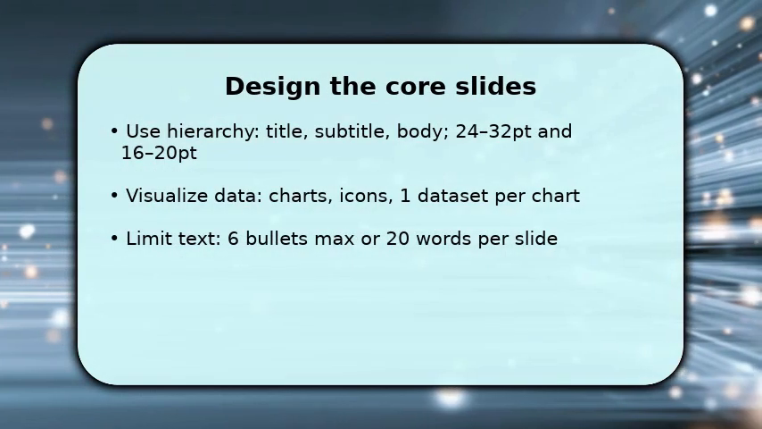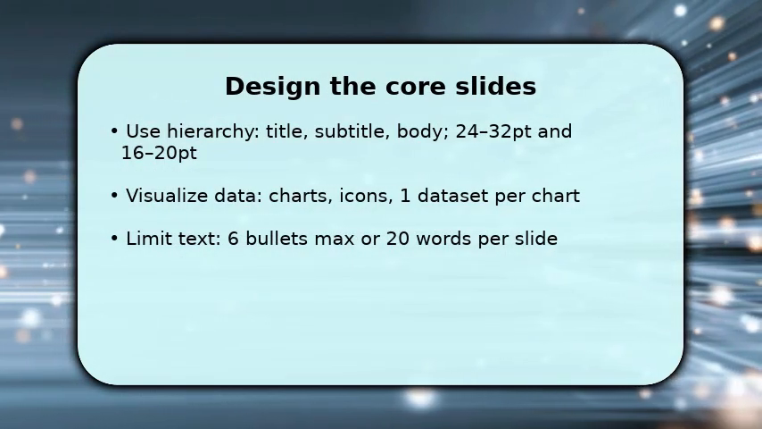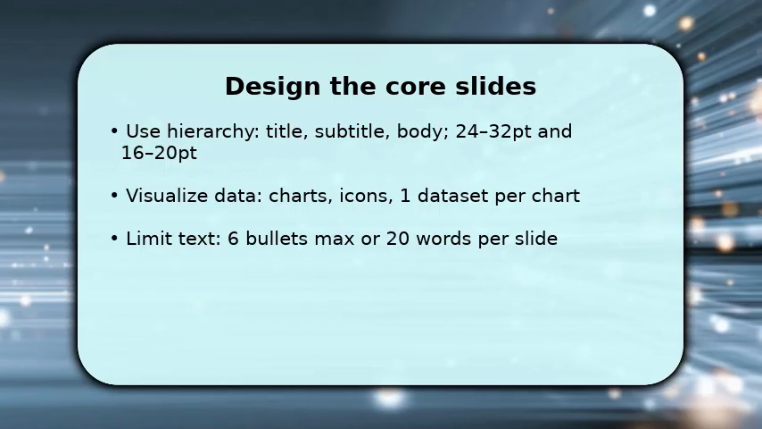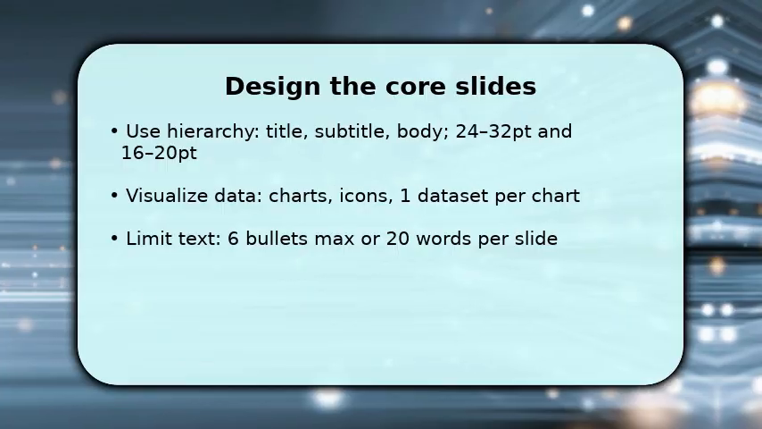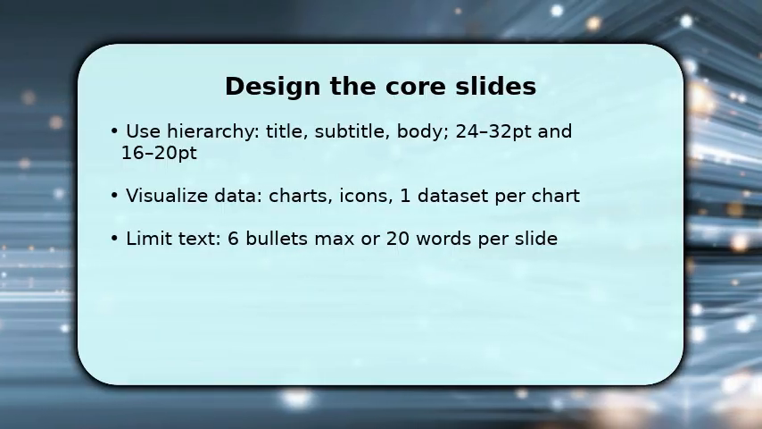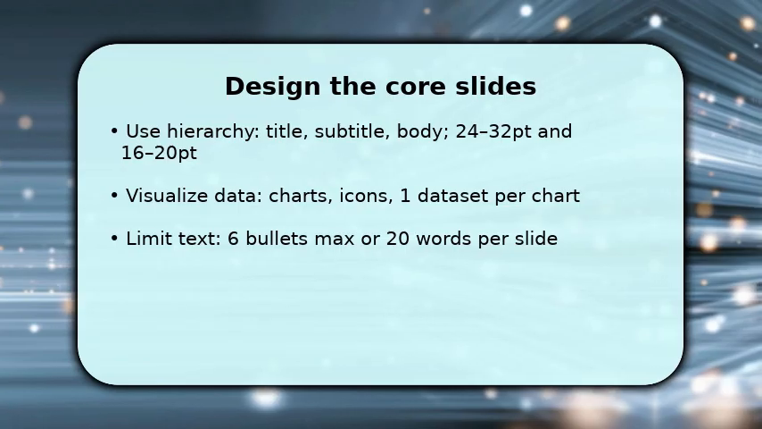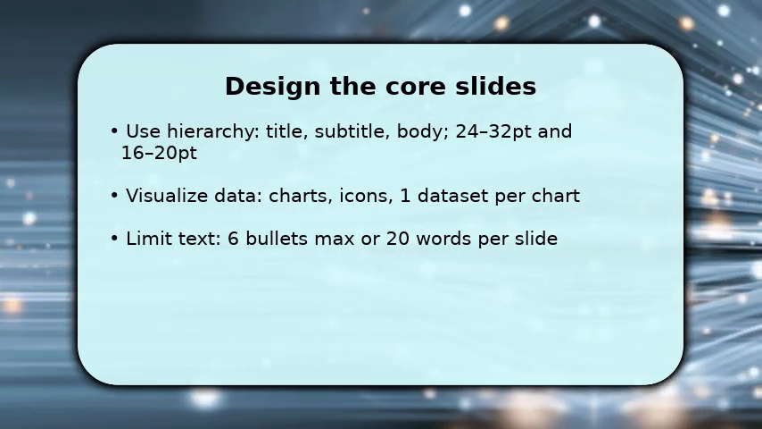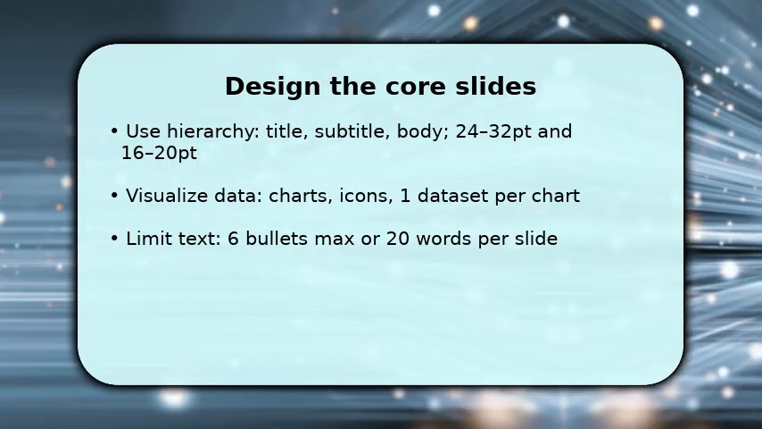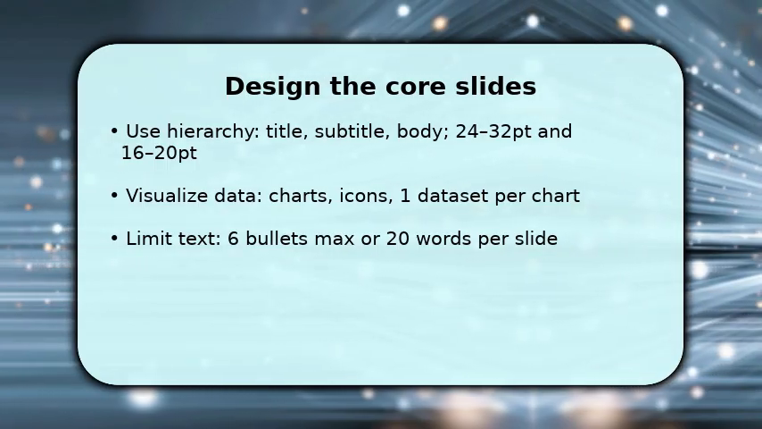You now build the core slides using visual hierarchy and strict limits so your audience stays with you. Place a clear title, concise subtitle, and body text sized for legibility, titles around 24 to 32 points, and body 16 to 20. Visualize numbers with one chart per idea and simple icons to support, not replace, your talking points.